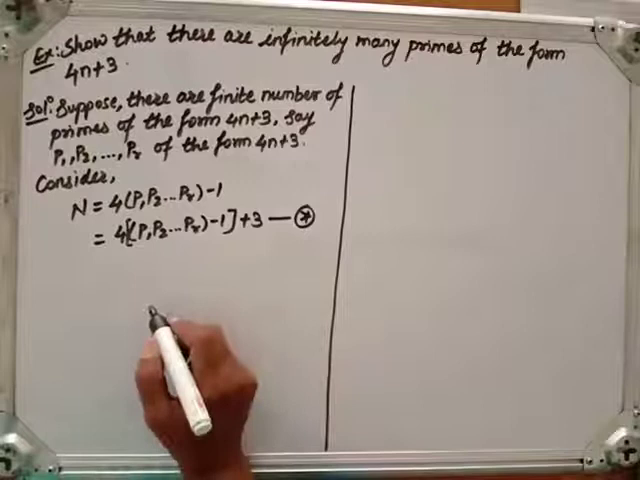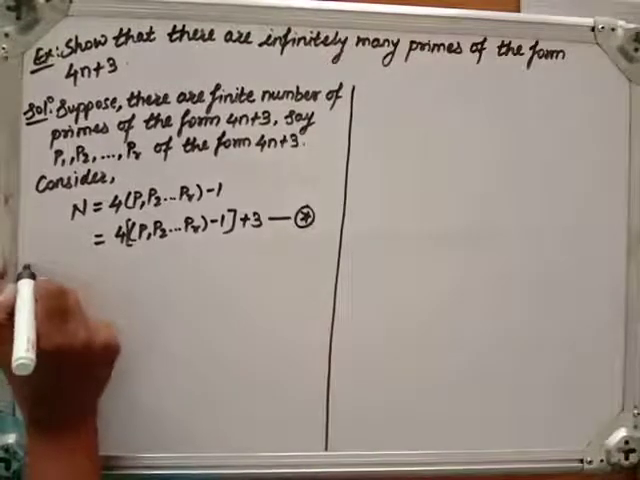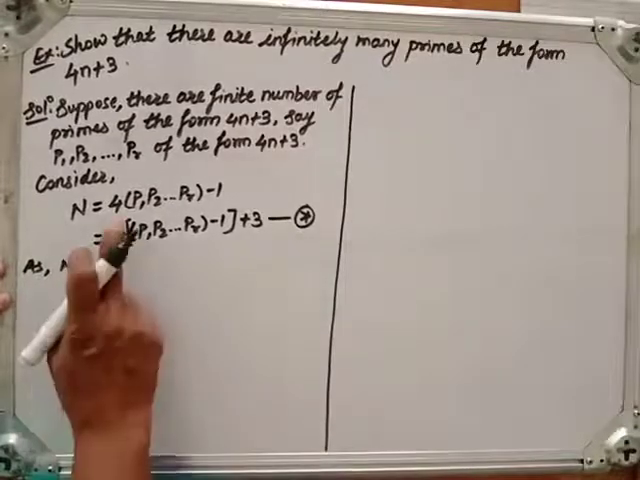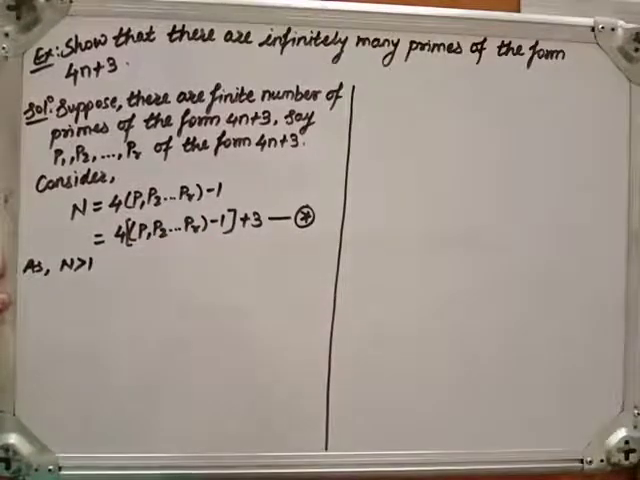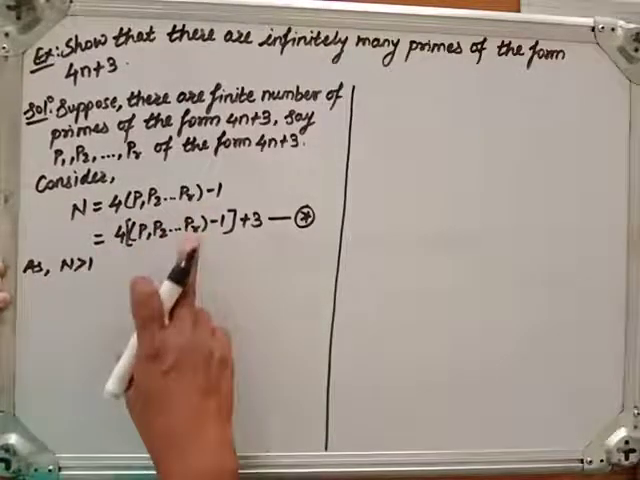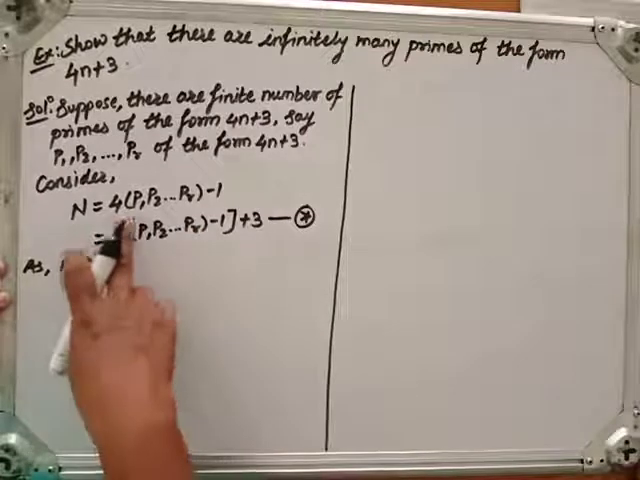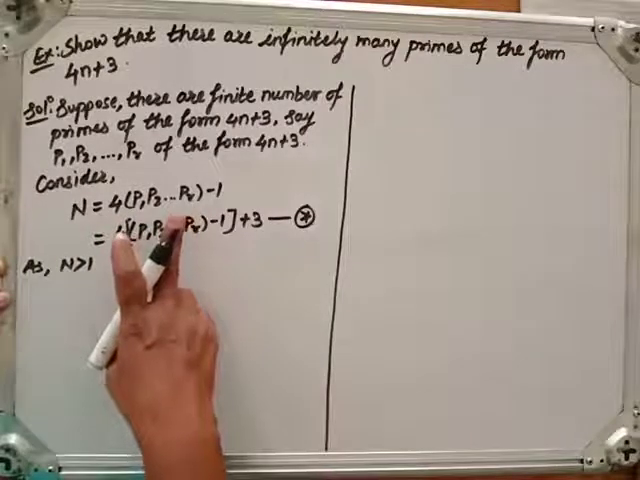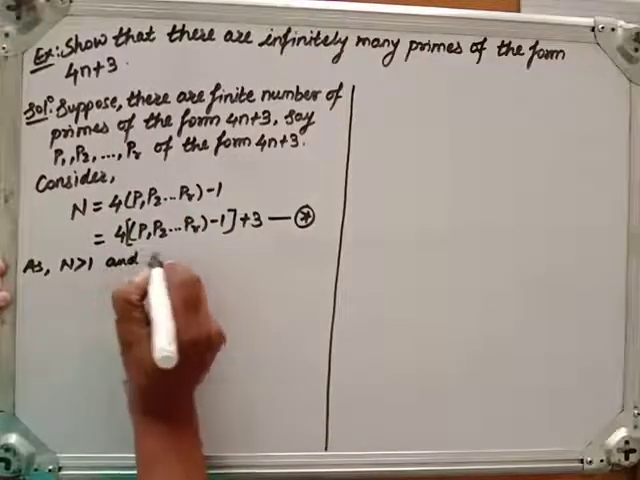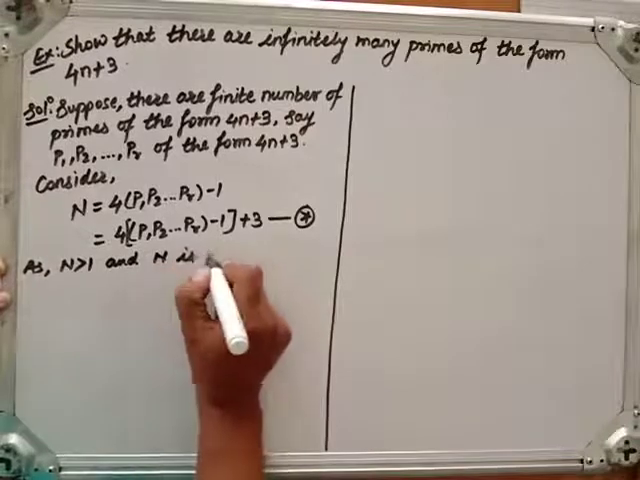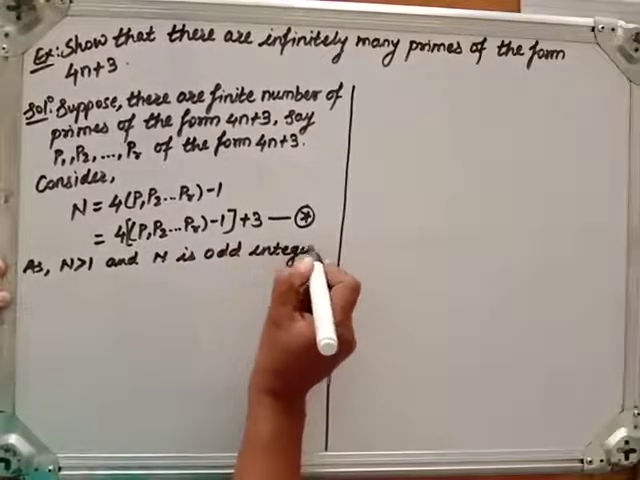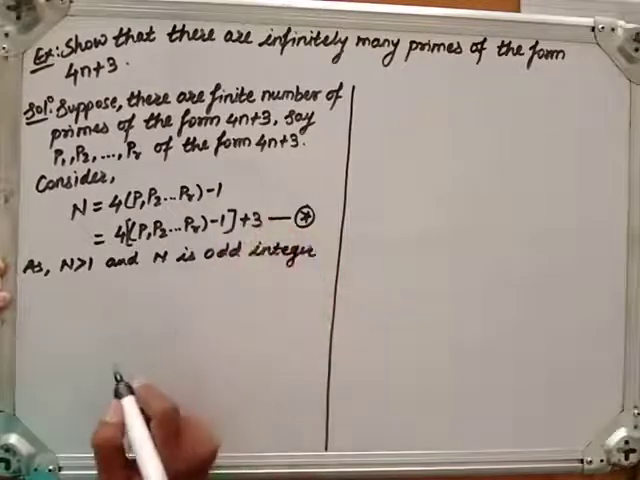Okay. Now n is greater than 1. Obviously n will be greater than 1 because it is 4 times the product of p1p2...pr minus 1. So it should be greater than 1 because all primes are also greater than 1, and obviously n is an odd integer, because the remainder is either -1 or 3.